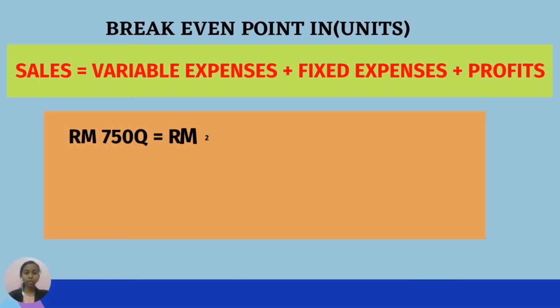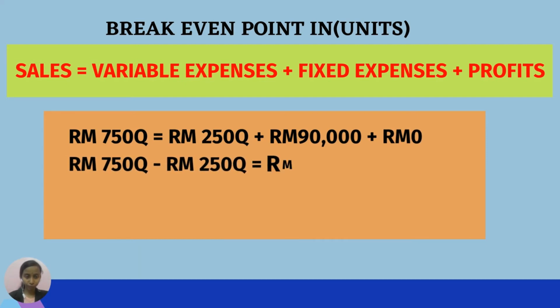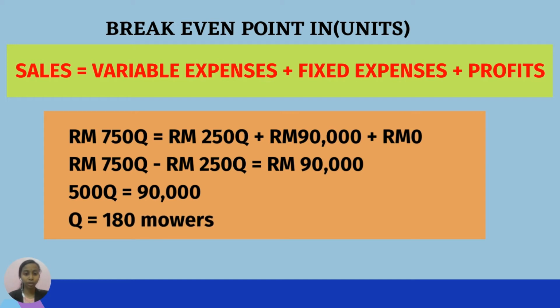After that, we will use normal mathematical calculation to find out the value of Q, which means the unknown should be on your left hand side and the whole number should be on your right hand side. So now we will get Q equals 180 movers, or we can say unit sold is 180 lawn movers. This is the break-even point in units.